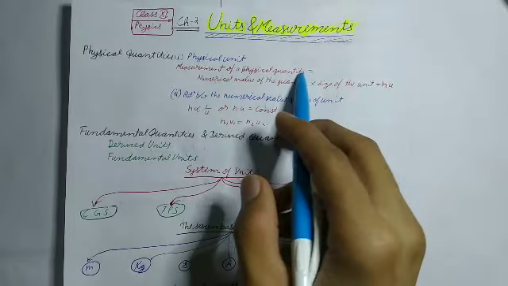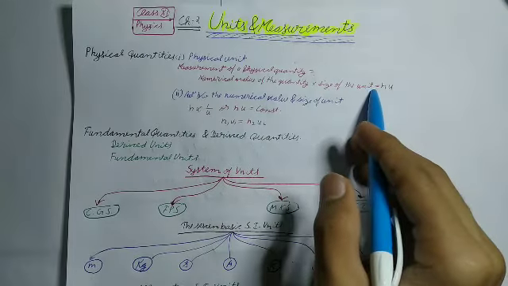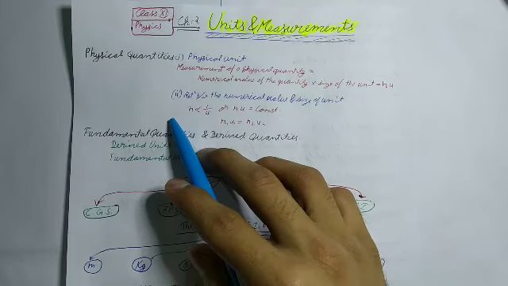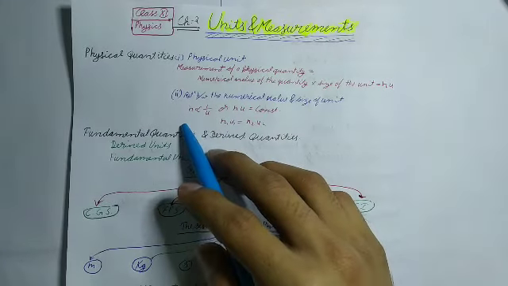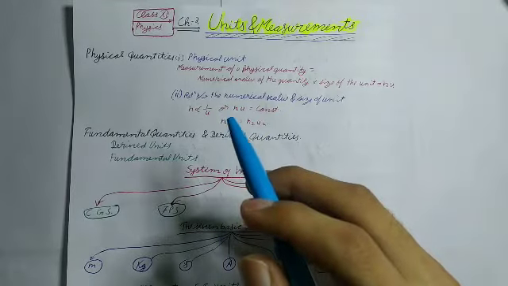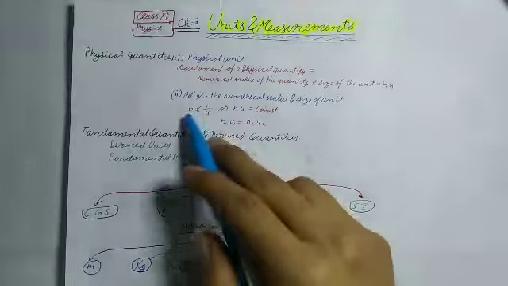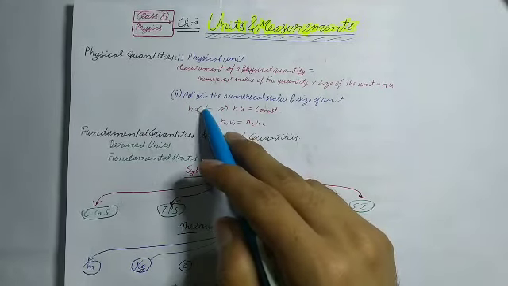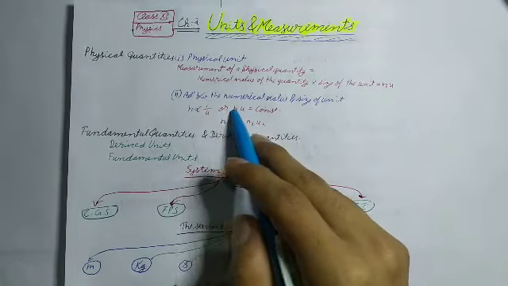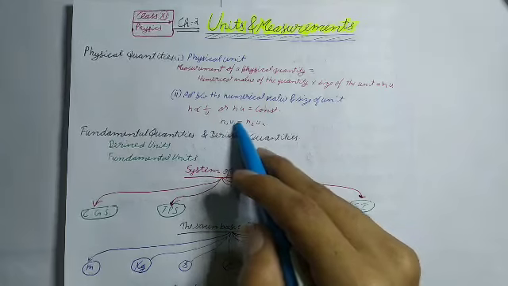Measurement of a physical quantity is equal to the numerical value of the quantity times the size of the unit, which is equal to nu. Now second is the relationship between numerical value and size of unit. The numerical value n of a physical quantity is inversely proportional to the size of the unit. n is inversely proportional to 1 upon u. Or we can say nu is equal to a constant, or we can say n1 u1 is equal to n2 u2.